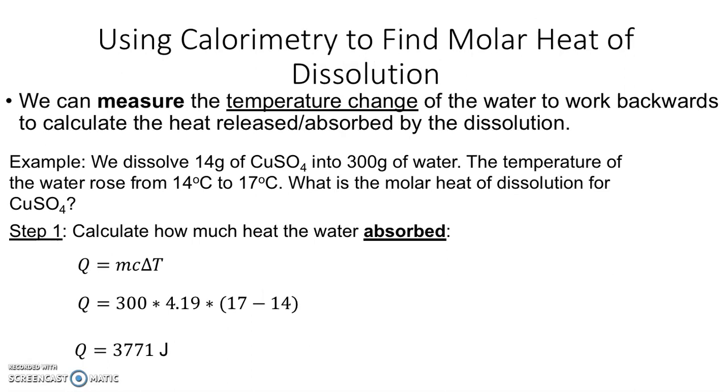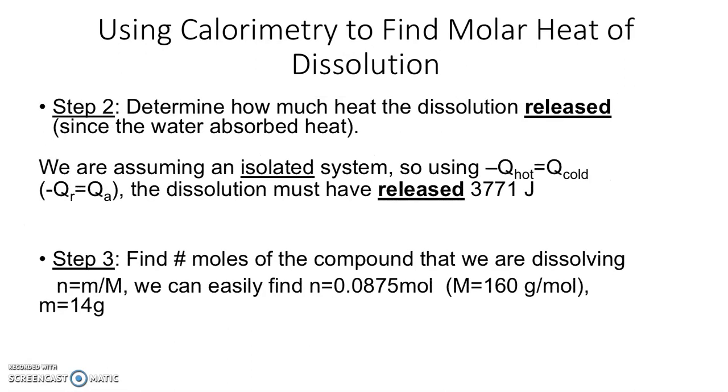How many moles is that? Well, let's figure that out. So if you look at the molecular weight of copper sulfate, which is about 160 grams per mole, we had 14 grams. So we have about 0.0875 moles of copper sulfate. So our process released 3,771 joules of energy, but that took 0.0875 moles to do. And we said the molar heat of dissolution was how much energy is released by 1 mole.